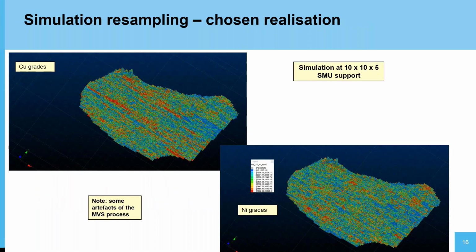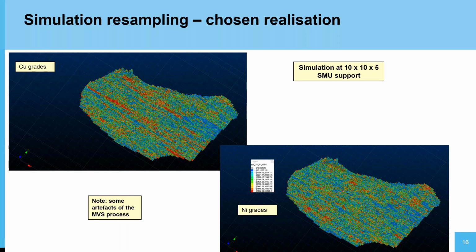Here's the original selected simulation. Now, clearly, there are a few artifacts there of the process. It's not perfect, but those artifacts don't affect the outcome. As I've shown you, the simulated values do reflect the histogram and indeed the variogram of the input data.